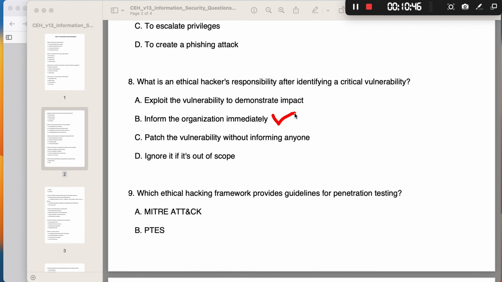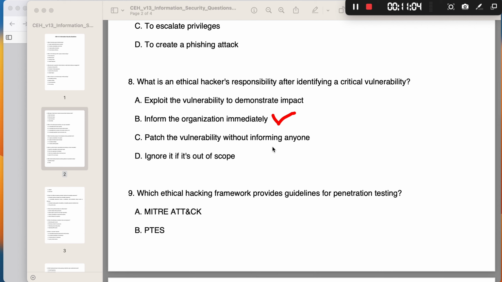Don't exploit it, it doesn't make any sense. Don't patch it without informing. To be honest with you, patching vulnerabilities may not even be part of the engagement, right? So just inform the organization.